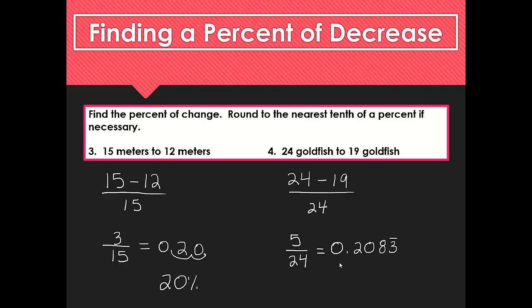Now we need to convert this to a percent. So we will move our decimal 2 places to the right. 1, 2. Then we need to see about rounding to the nearest tenth. The 8 is now in the tenths place, so we look at the 3 behind that, and the 3 tells us that we keep the 8 the same. So we have 20.8%.